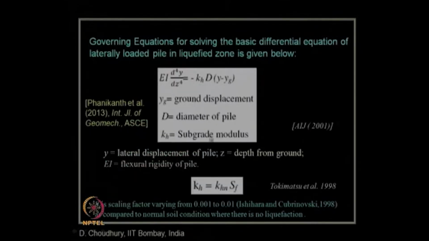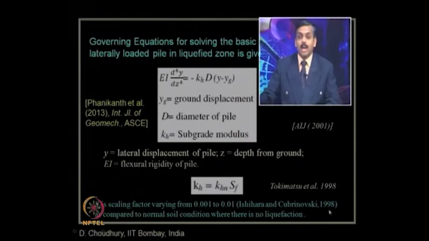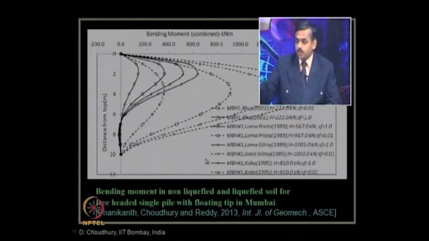The basic governing equation used for a pile in the liquefiable zone is proposed by this equation. The details are available in this journal paper, Phanikanth et al. 2013, in the International Journal of Geomechanics of ASCE, USA. How this subgrade modulus changes under the liquefiable condition of the soil has been proposed by Tokimatsu et al. 1998, and values of this scaling factor are proposed by Ishihara and Cubrinovski in 1998, which have been used for the analysis.